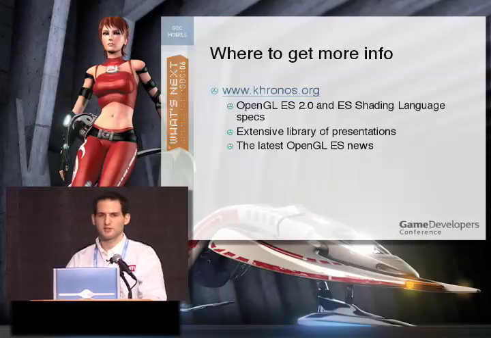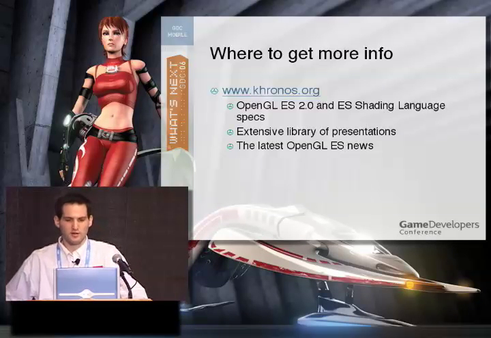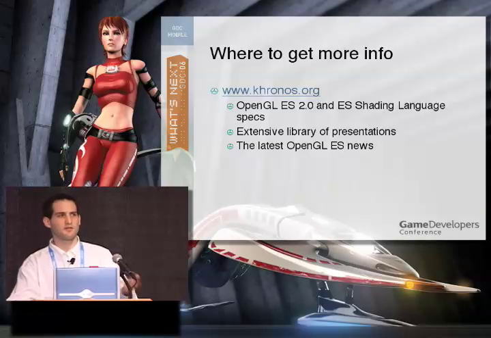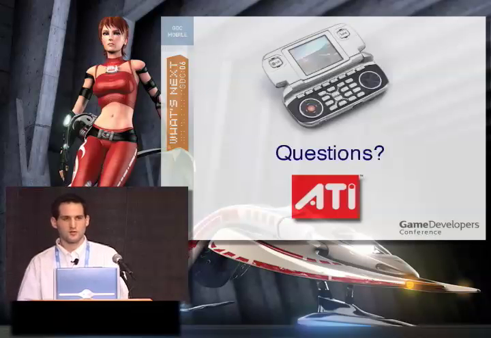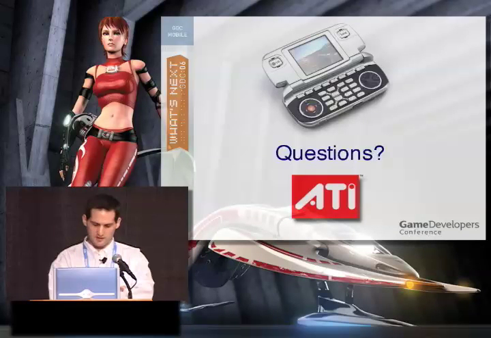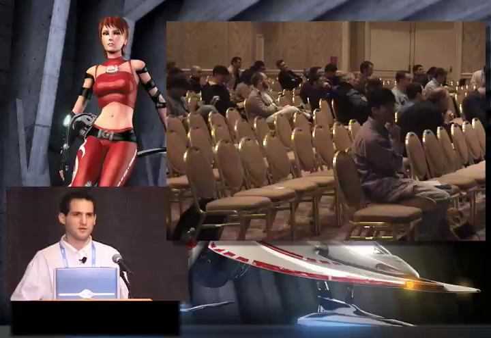Finally, if you are interested in more info, check out Khronos.org. You can download the ES 2.0 and shading language specs, as well as a lot of presentations on ES and the latest news. So that's all I had, and with that said, I think we have about 10 minutes left if anyone has any questions.